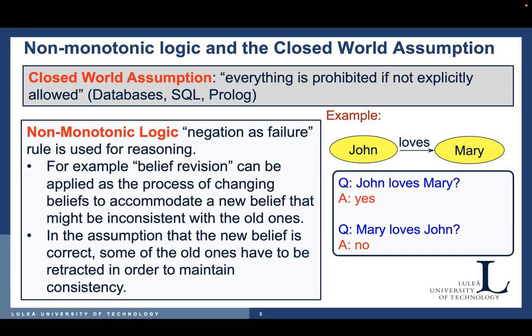But given a consistent knowledge base, you still can do reasoning, but this type of reasoning that you can do on the available facts is called non-monotonic. It means that if something is not known, then it is assumed to be false.